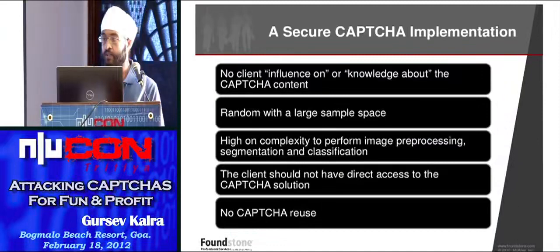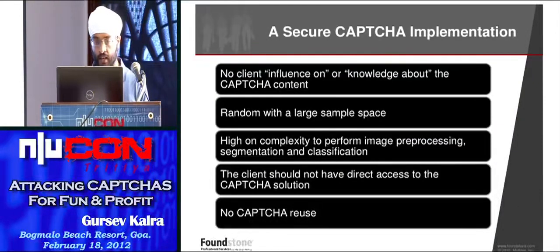Important points: the client should have no influence or knowledge about the CAPTCHA content. It should be a random CAPTCHA with a large sample space, alphanumeric, maybe special characters, but that's not really recommended. Alphanumeric at a minimum, which should be case sensitive. The CAPTCHA should be high on complexity to defeat image pre-processing, segmentation, and classification. The client should not have direct access to the CAPTCHA solution, like providing it in hidden fields, don't do that. And a CAPTCHA should not be reused.